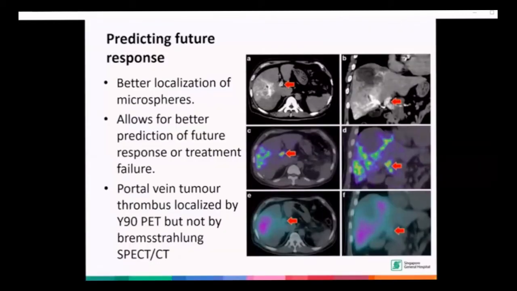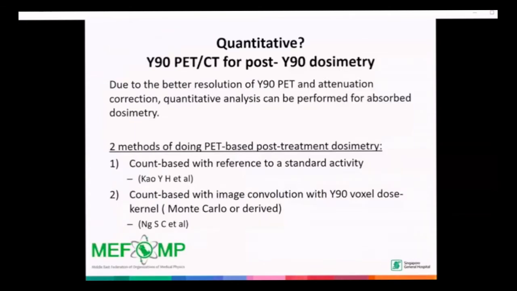Predicting future response: better localization of microspheres allows for better prediction of future response to treatment, and also helps us to determine portal vein tumor thrombosis, which is localized by yttrium-90 PET, but not by Bremsstrahlung SPECT-CT, as can be seen here. Due to better resolution of yttrium-90 PET and the excellent attenuation correction in PET-CT, quantitative analysis can be performed for absorbed dosimetry.